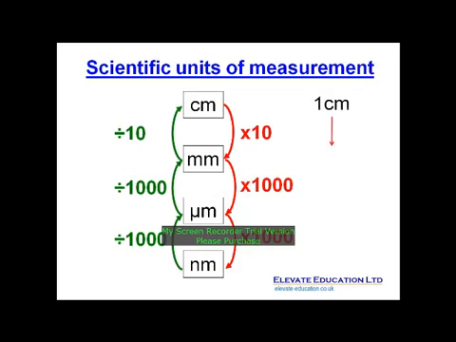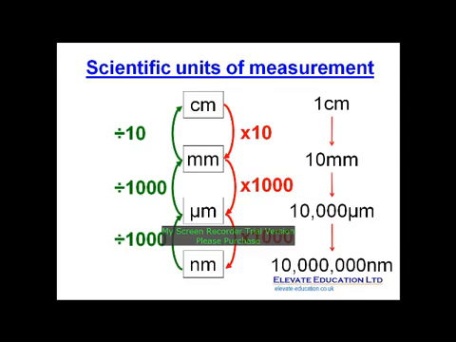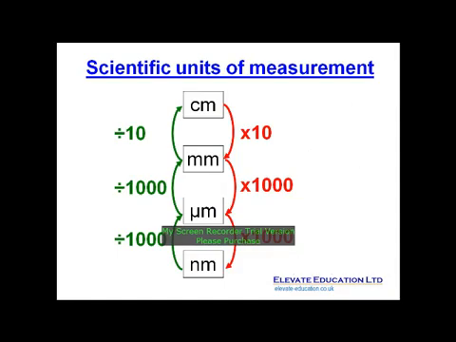So, if we look at 1 centimetre, we can see that 1 centimetre is in fact 10 millimeters, which is the same as 10,000 micrometers, or 10 million nanometers. The unit of measurement that we are going to be most interested in for looking at cells and cell organelles is that of micrometers. So we need to be confident that we know how micrometers relate in size to both centimeters, millimeters and nanometers, and how we can transfer between those units.